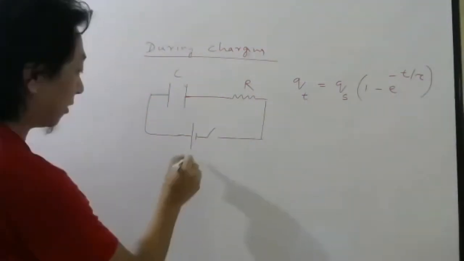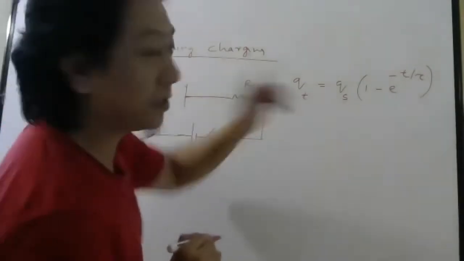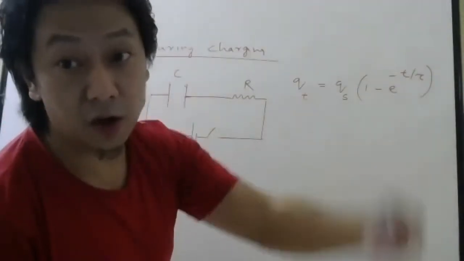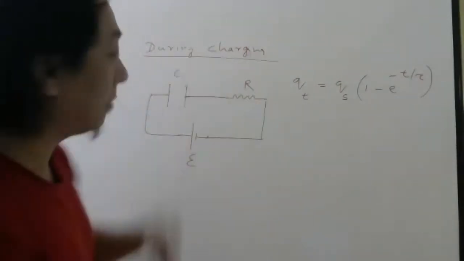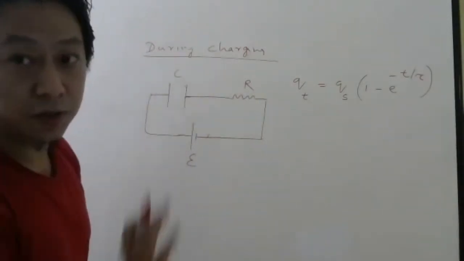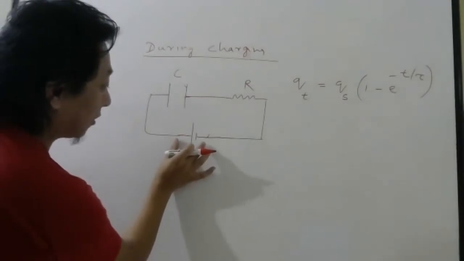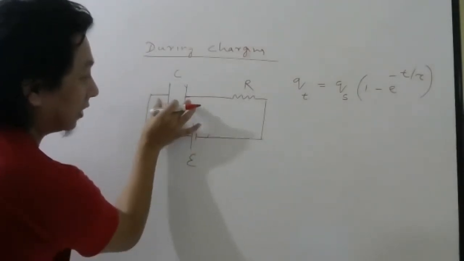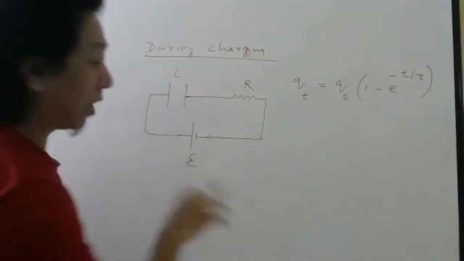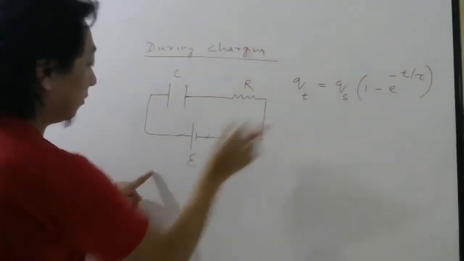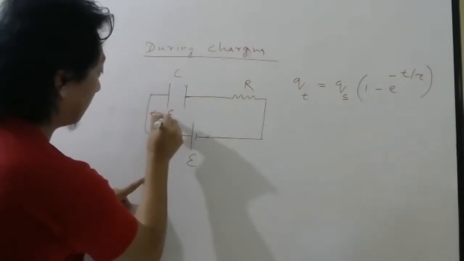If the EMF of this is E, then QS is what? Steady charge after a long time. So once you close the key, after a long time, there will be no current here. So no current means all the voltage of the battery will be only here. It won't be here, because for here you need current. So after a long time, all the voltage here will come here.